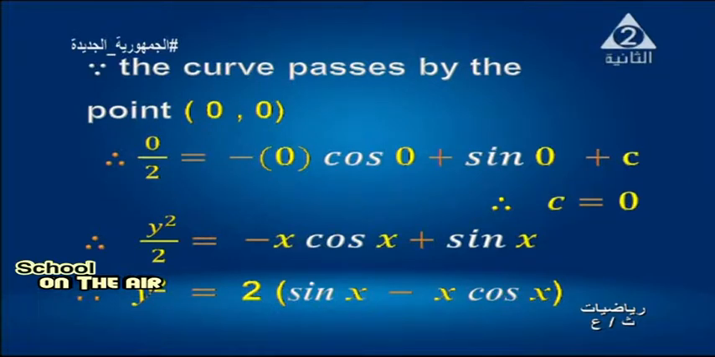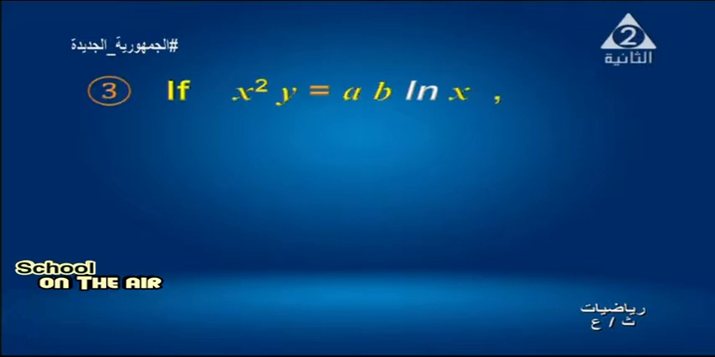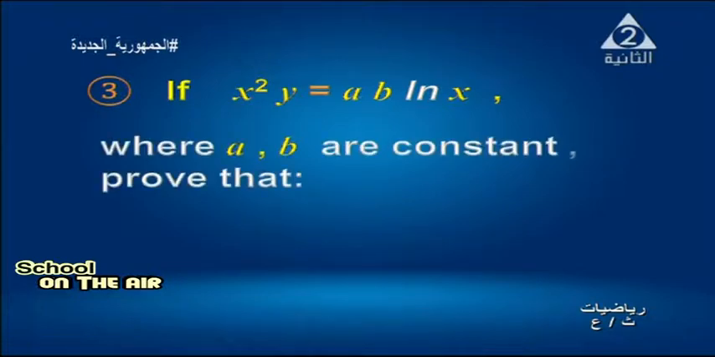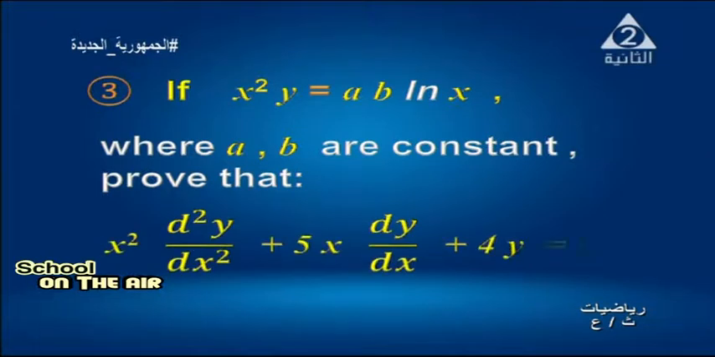Number 3, if x power 2 y equals a b ln x, where a and b are constants, prove that x power 2 multiply d2y dx squared plus 5x dy dx plus 4y equals 0.